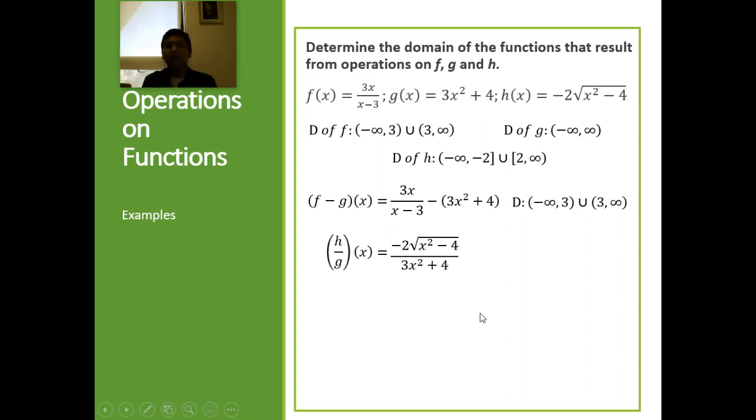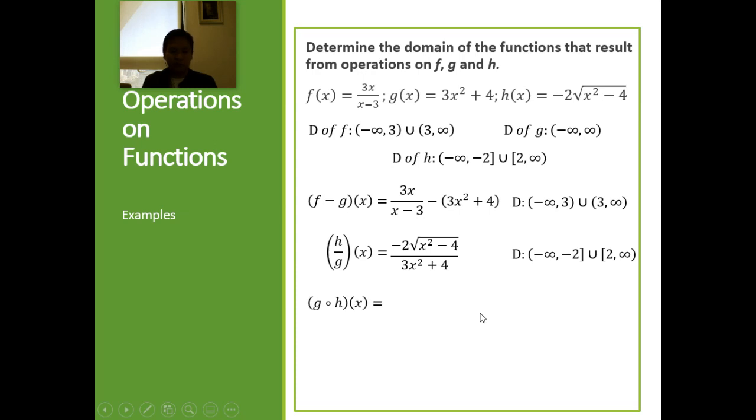But h of x cannot have a negative number inside the radical, the square root. So we have to take that into consideration. We end up with this domain.